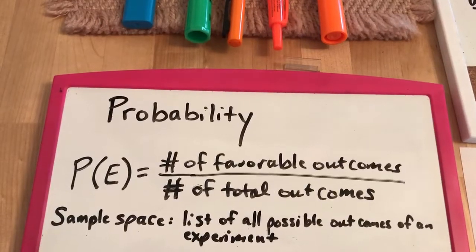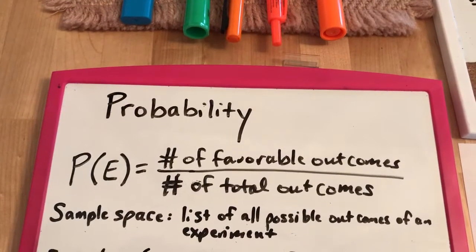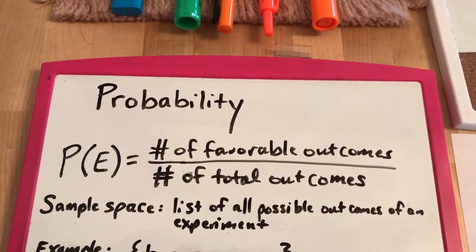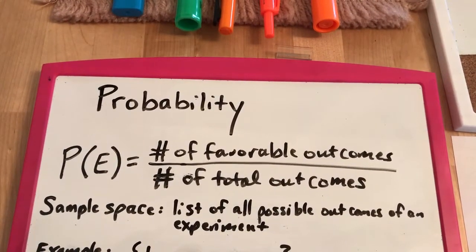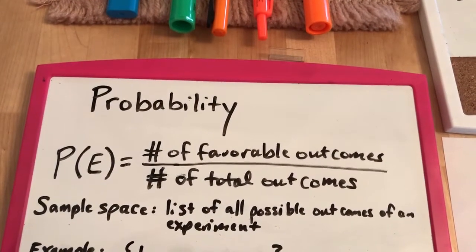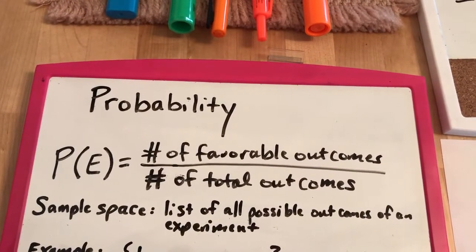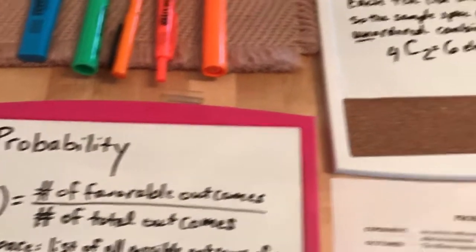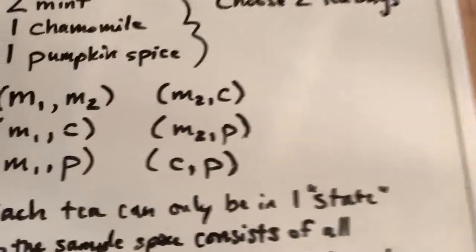Welcome to our second probability video. Last time we found out how important a sample space was. That's a list of all the possible outcomes of an experiment. Once you have it, you can simply count the number of favorable outcomes out of the total outcomes for your probability. So let's look back to our tea box example from last time.